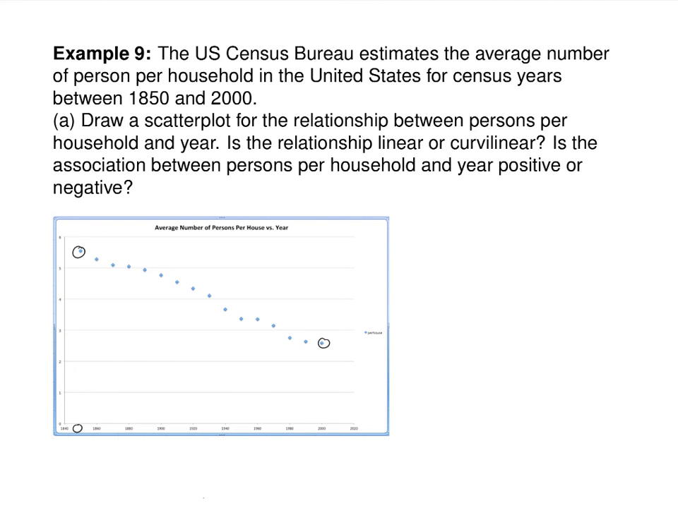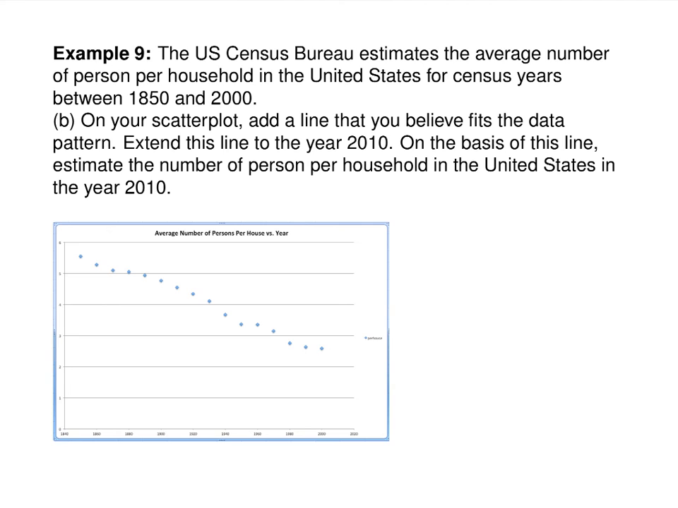Is the relationship linear or curvilinear? It appears to be mostly linear. Is the association between persons per household and year positive or negative? Definitely negative. Next, on your scatter plot, add in a line that you believe fits the data. So draw in what you think is a pretty reasonable regression line that goes through the points as best you can get. And use this to estimate the average number of persons per household in 2010.